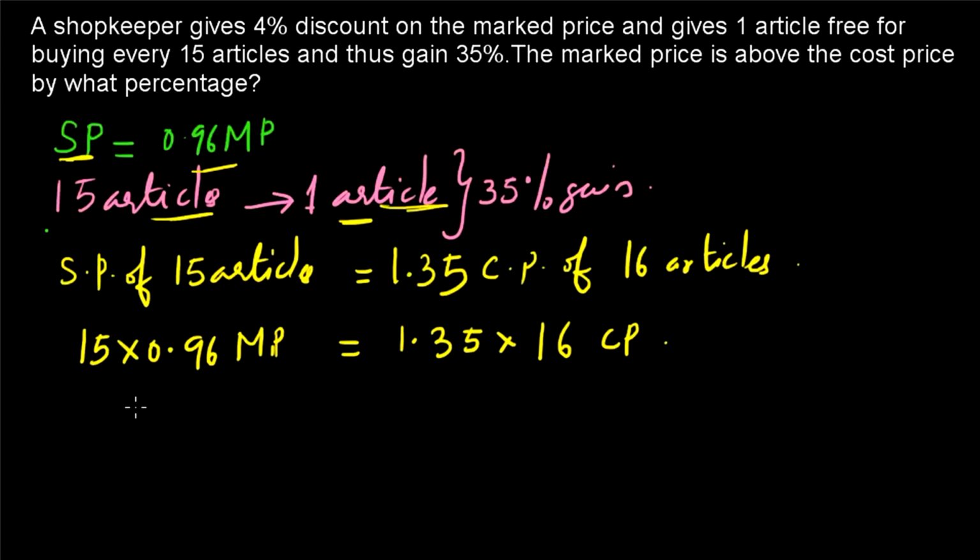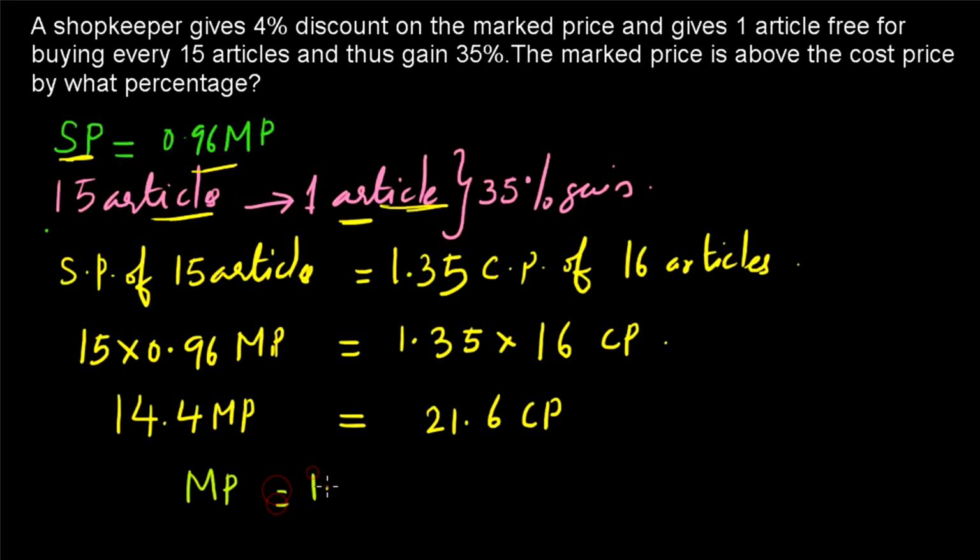So 15 into 0.96, we'll be getting it as 14.4 marked price, which is equal to 1.35 into 16, that is 21.6 cost price. From that, cancelling out, we'll be getting marked price is equal to 1.5 cost price. This is the relationship between marked price and cost price. So what is the meaning? Marked price is above the cost price by what percentage?